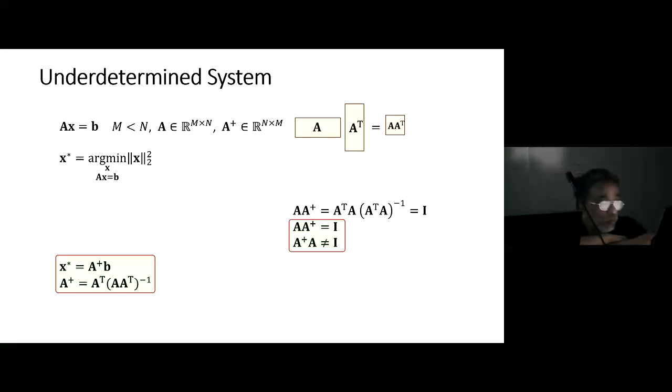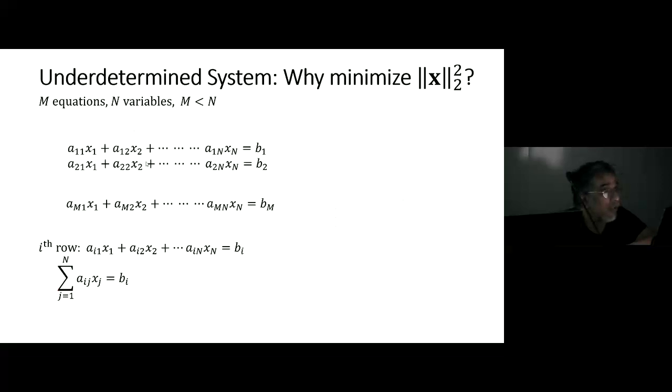Now the question is, why did we try to minimize this? That's a little beyond this course, but it's good to know. It's very important in deep learning. One of my areas is deep learning and data science, so it's very important there, by the way. So these are my set of equations: m equations and n variables, and m is less than n.